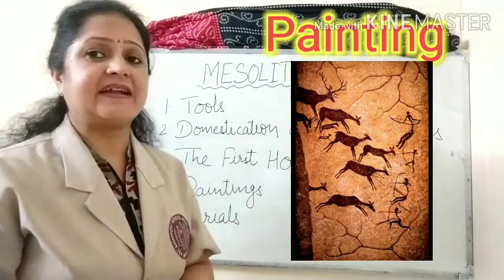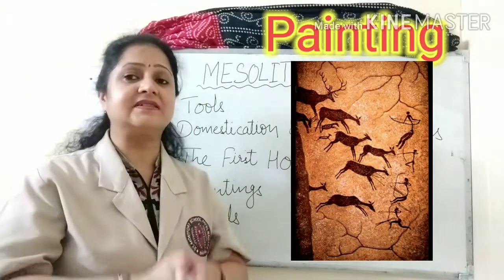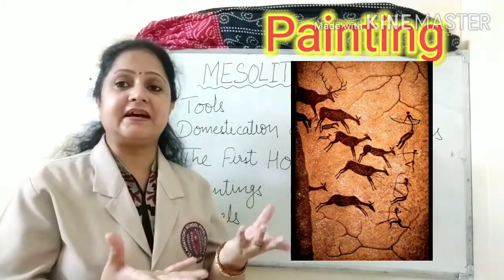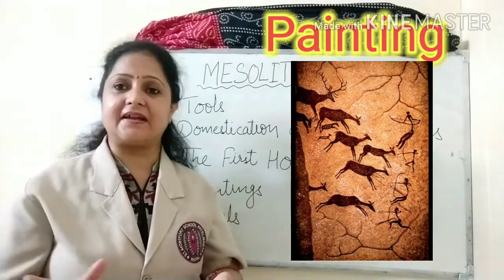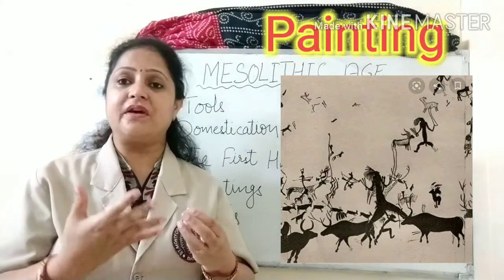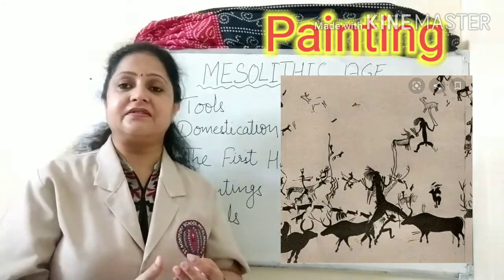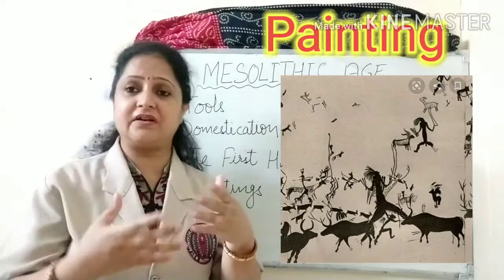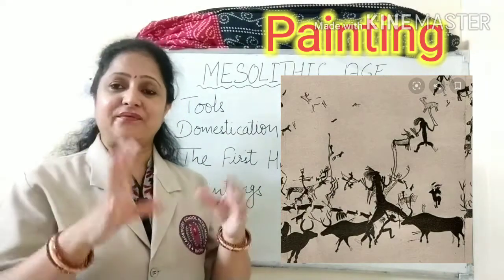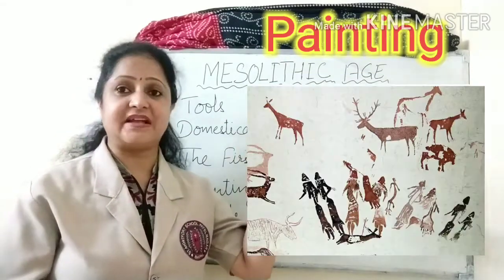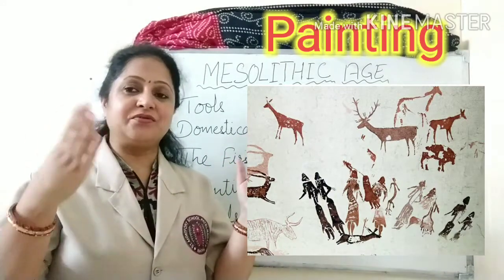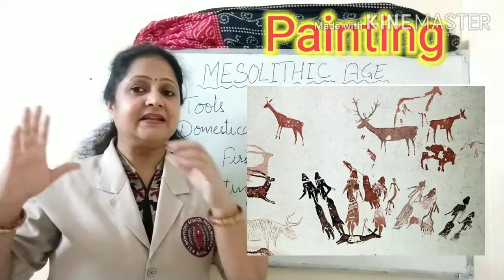In the paintings that he had drawn on these walls, these were mostly telling us about the human activities of that time, like the methods of hunting, fishing, collecting honey, as well as their religious beliefs. All these activities were shown in the paintings. And the most important thing about these paintings was that the dance forms shown in them were similar to the dance forms that are performed by our tribals even these days.